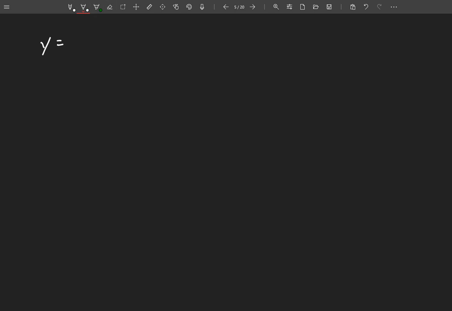All right, let's try this one. You try this one real quick. y equals x plus 3 squared minus, let's go with 16. All right, try that one really quickly, and then come back and see if you got the right answer.